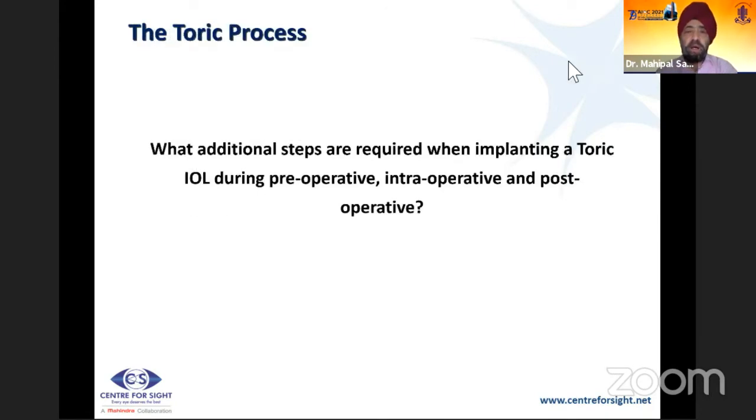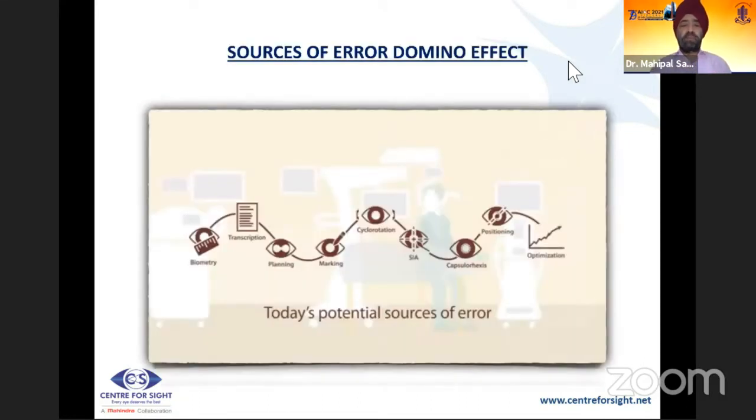What are the additional steps that one has to do when looking at implanting a toric intraocular lens? These would be the pre-operative, intraoperative, or even the post-operative steps. There is a possibility of potential sources of error which could get compounded. The first error is in proper biometry, and I'll be talking about the anterior and the posterior corneal astigmatism.